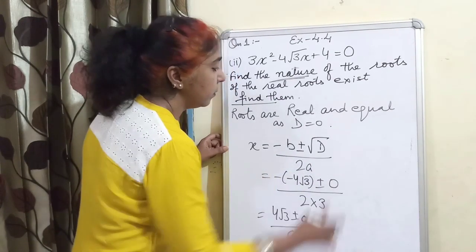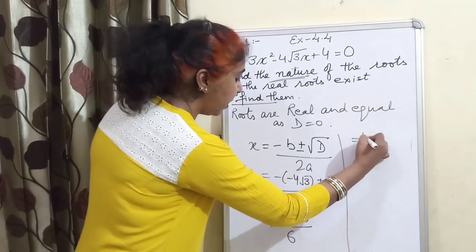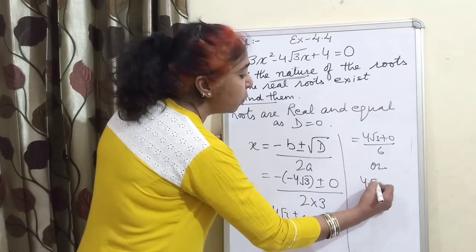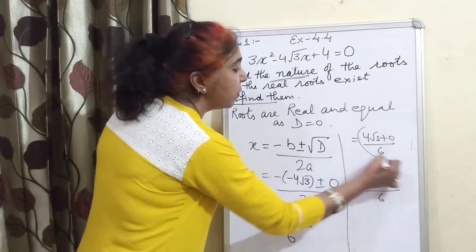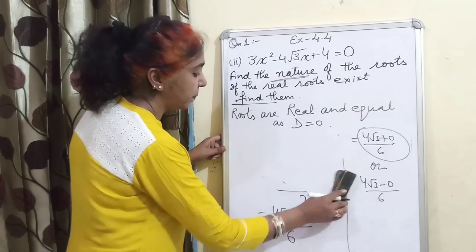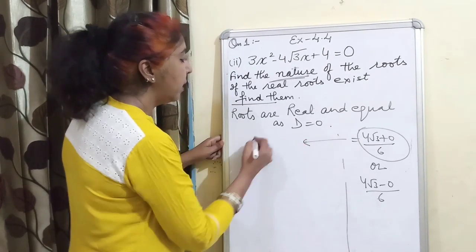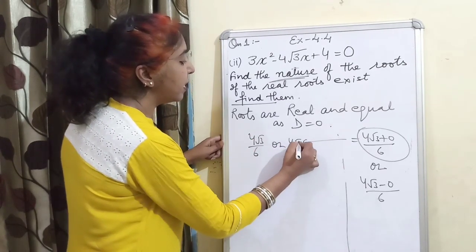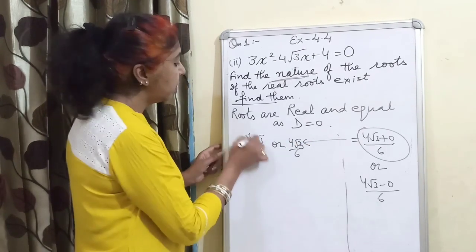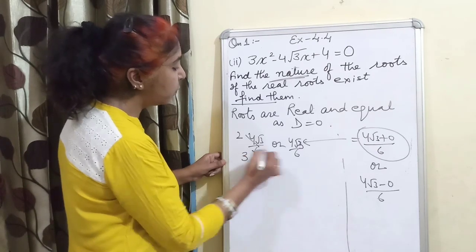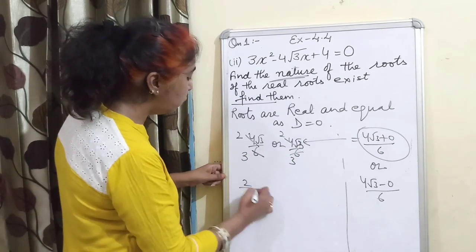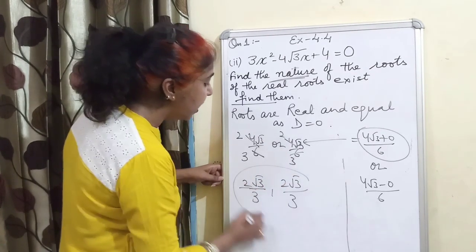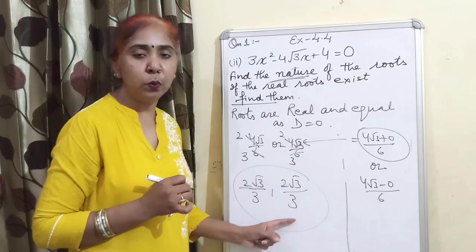So I'll get from here 4 root 3 plus 0 by 6, or 4 root 3 minus 0 by 6. And if you solve this, what do you get? You'll get 4 root 3 by 6, or again 4 root 3 by 6. Can you observe both the roots are equal? You can convert it into the lowest form by dividing by 2. So 2 root 3 by 3, 2 root 3 by 3. These are the equal roots.